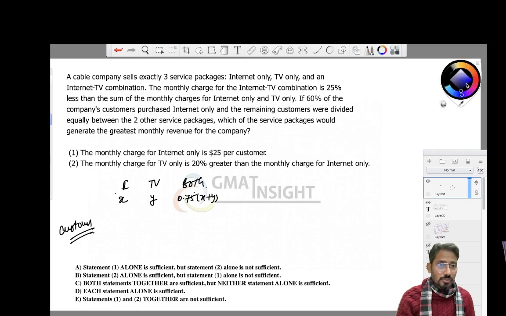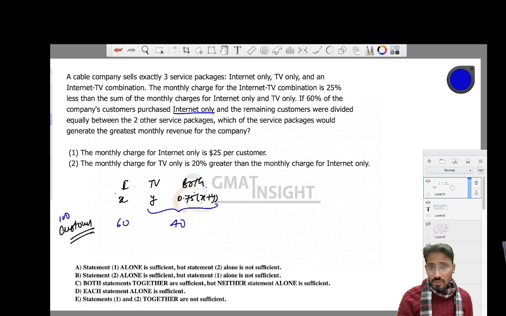So now let me just quickly change the color. Let's say we have 100 customers and 60 customers are going for the internet only. So this is 60. That means the remaining 40 customers are going for either TV or internet TV both. Which of the service packages would generate the greatest monthly revenue?